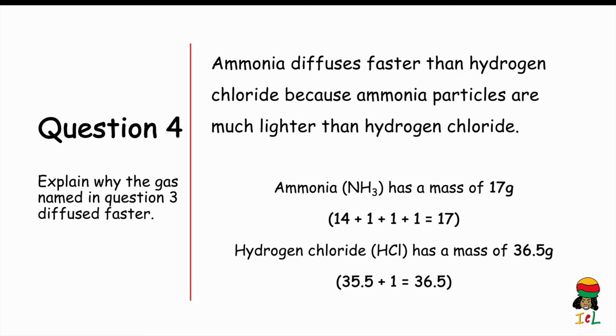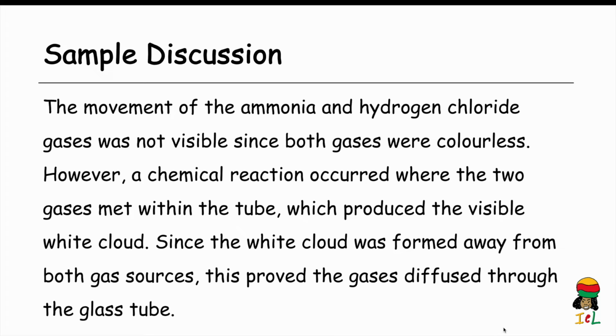And based on our calculations, the ammonia particle is much lighter with a mass of 17 grams compared to a much greater mass for hydrogen chloride of 36.5 grams. As a result, the ammonia particles will move much faster. Here is the sample discussion.